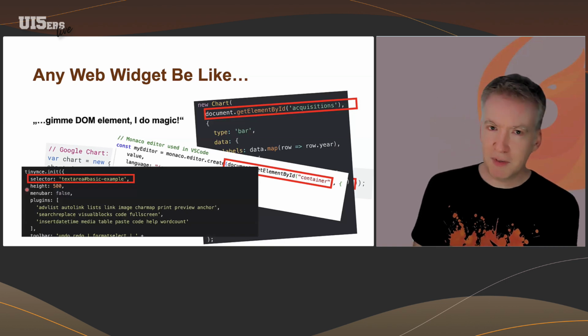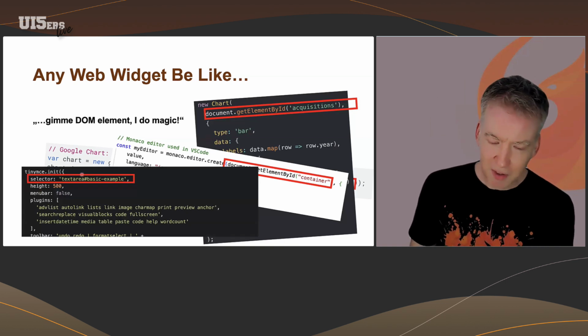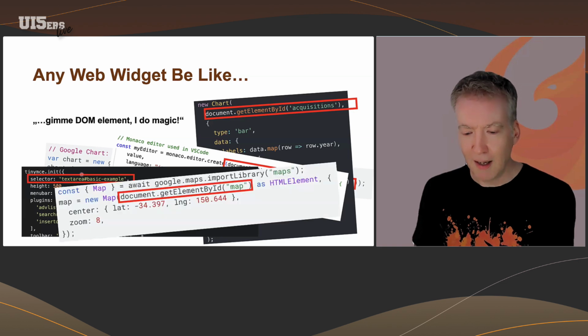When you use TinyMCE editor, you give it not a DOM element, but the ID of a DOM element, and so on. Google Maps, you give it a DOM element. So this is usually how these libraries doing one specific complex thing work. And that's all cool. You can wrap such custom HTML inside your UI5 control and then have a normal native UI5 control that works well. You can do data binding, listen to events coming from them, and send the data back and forth. So that's great for integration.